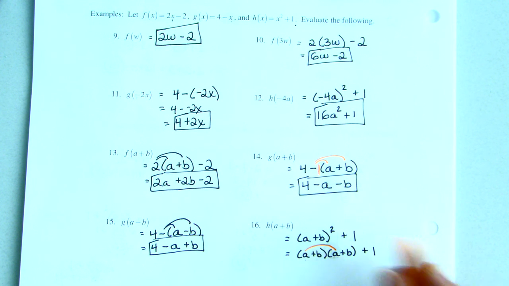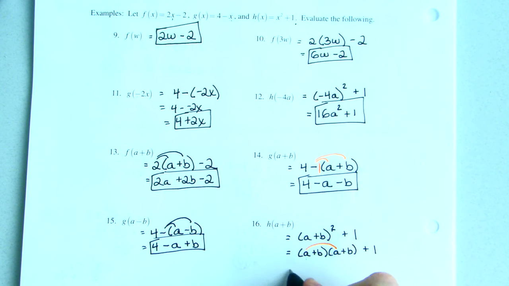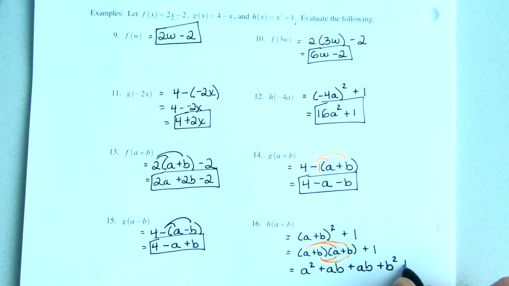When you do a times a, well, a times a is going to give you a squared. When we do a times b, we're going to get ab. When we do b times a, we get ba, but how about I write it as ab because it means the same thing. And when I do b times b, I'm going to get b squared. And don't forget about the plus 1.